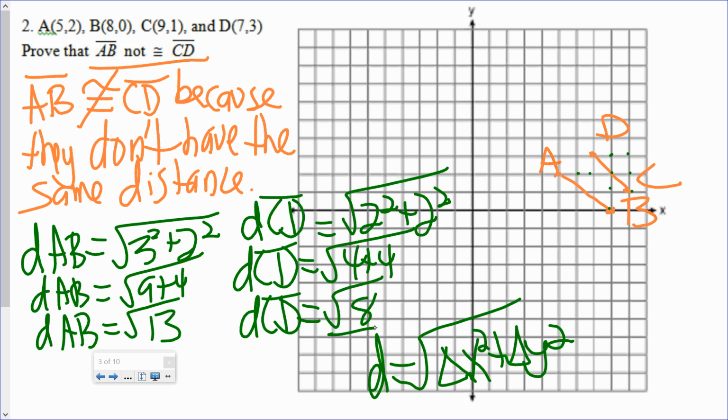Are they the same? No, that's the point. I wanted to prove they were not congruent because they don't have the same distance. I showed that they don't have the same distance. I'm done.